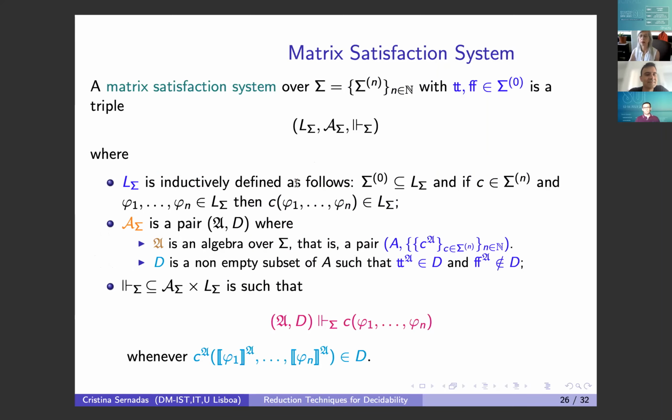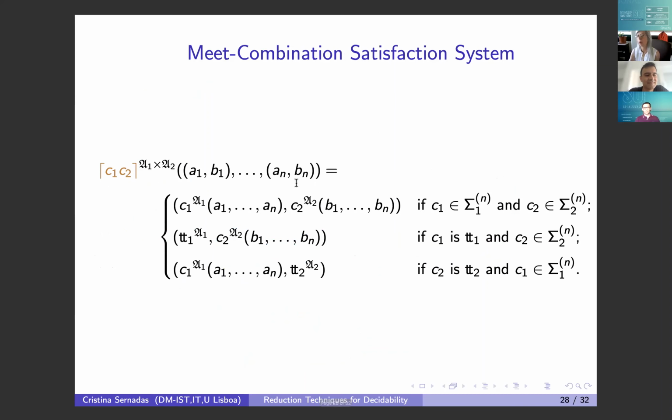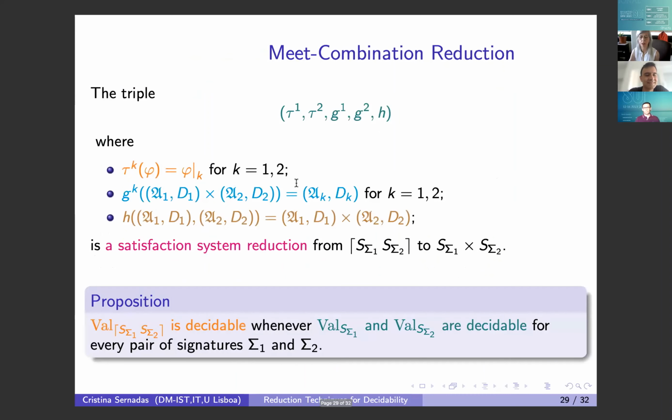Okay, I have here something related with a combination, with the meet combination. So I will only say the main result. The validity problem for the meet combination is decidable whenever the validity problem for the two components are also decidable. A combination of logics is when you put together two logics. There are many ways of doing it. In this case, I'm just considering meet, but I don't have the time.